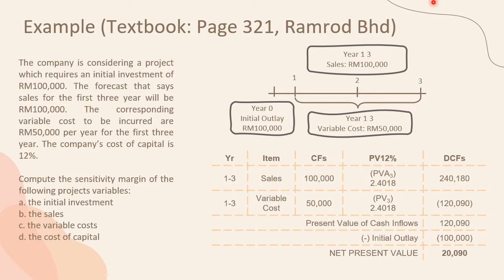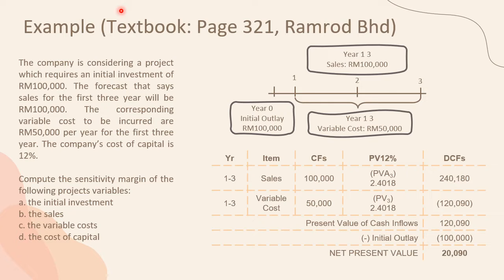I take an example question from the textbook, page 321, Ramrod Berhad. The company is considering a project which requires an initial investment of 100,000. The forecast says sales for the first 3 years will be 100,000, and we also estimated that the variable cost to be incurred is 50,000 per year for the first 3 years as well. And the company's cost of capital is 12%. The question asks you to calculate the sensitivity margin of the following project's variables.